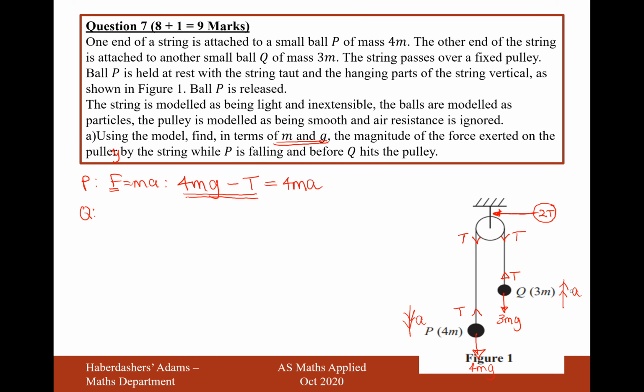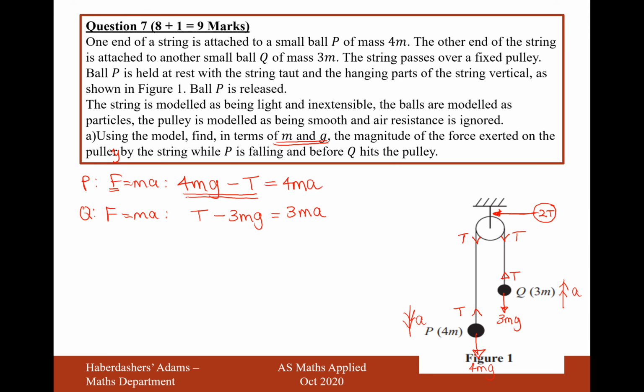Moving on to particle Q, this time upwards is positive, so T is going to be positive in this equation. So T is upwards, acceleration is upwards, so that's positive. And 3mg is a force pulling downwards when the acceleration is upwards, so that's going to be minus 3mg. Equals mass times acceleration, so that's 3ma.